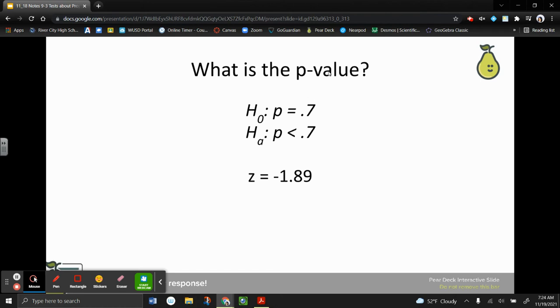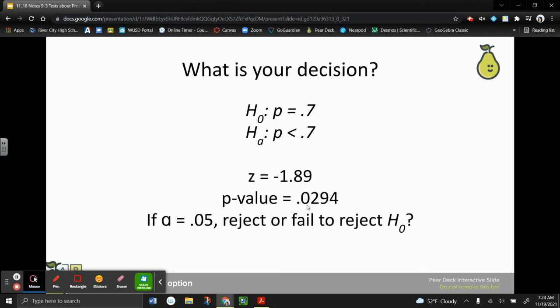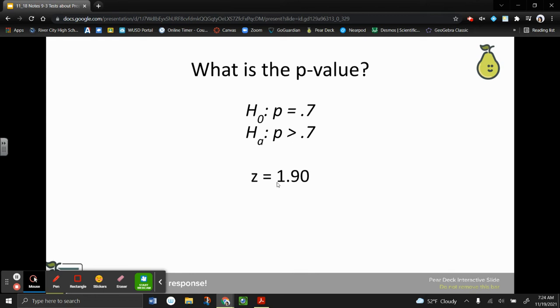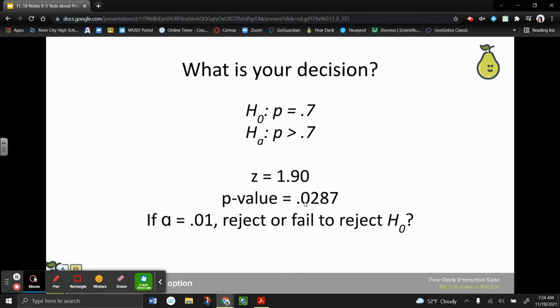Okay, just a little bit of practice finding p-values. So again, p-values are based off of two things, your test statistic and your alternative hypothesis. So in this case, we would just look up negative 1.89 in our table and take that value for what it is. We get a p-value of 0.0294. And in this case, if alpha is 0.05, we would reject our null hypothesis. When it's greater than, we look up this number and subtract from 1, or look at the negative side. When you do that, you should get 0.0287. If our alpha is 0.01, since this is above alpha, we would fail to reject our null hypothesis.